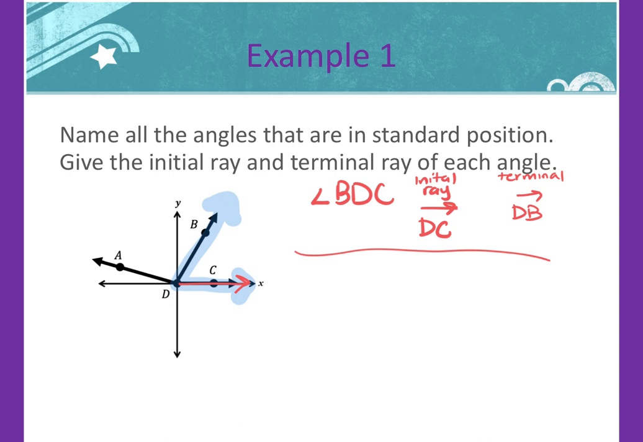All right, now what's the other angle that's there? ADC. Good. ADC is the other angle. And what's the initial ray? DC. And what's the terminal ray? DA.